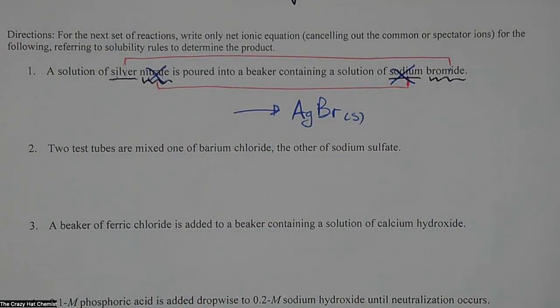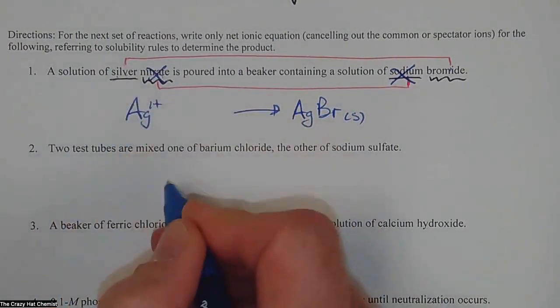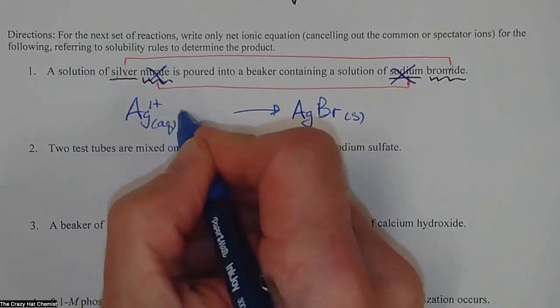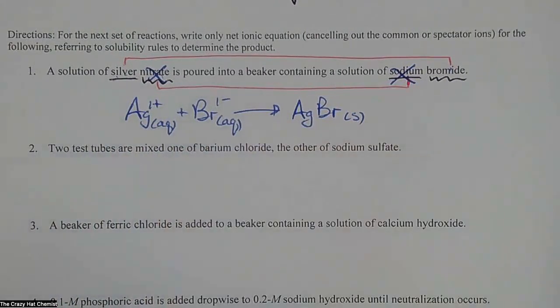Now that's our product. We're going to decompose this, if you will. So we're going to take the silver bromide, break it apart. We got a cation, that's silver, 1+. That's going to always be aqueous. Plus bromide, that's a 1-, aqueous. Now, is this balanced? Yes. Done. Beautiful. All right, congratulations.